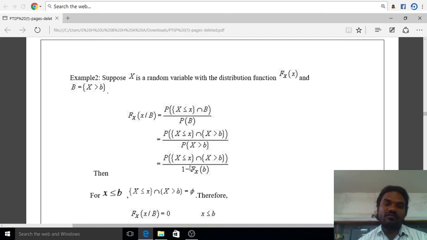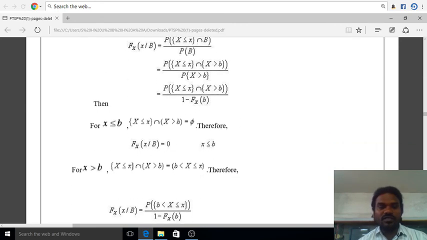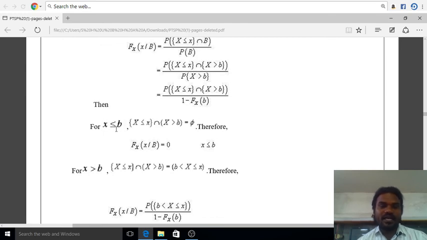If you add these two, the total will be equal to 1, so this has been written in the form of the distribution function. Now take the remaining part: {X ≤ x} intersection {X > b}. This is one set and this is another set, in which there are no common terms, so the result will be a null set.